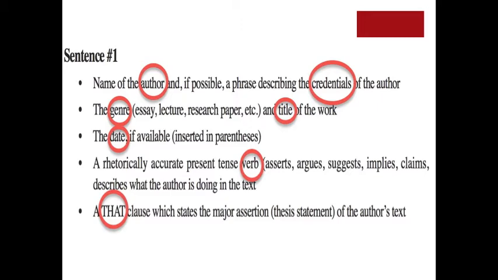It requires the author's name, the credentials, which I didn't include in the example that we did today, the genre, the title of the work, the date in parentheses, a rhetorically accurate verb, and the word that. So those items are super important when we go to construct the first sentence of our Precis. So I want you to practice that if you can this weekend, or look at the examples that I do for you, or the one example that I do for you later in this lecture.